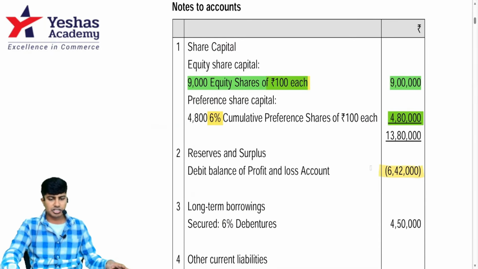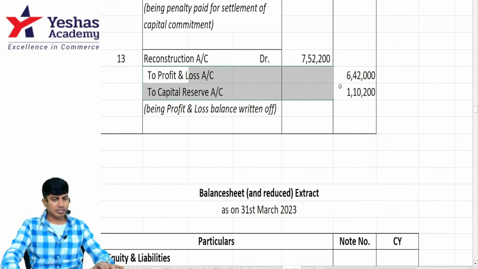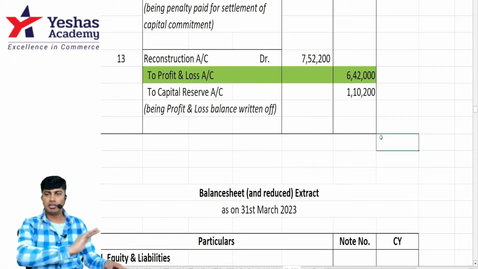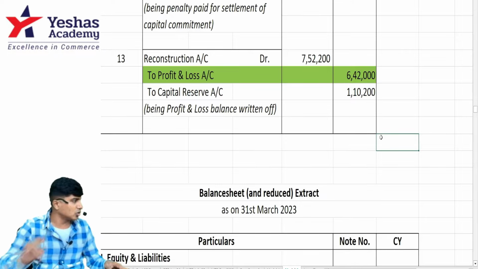Come to next. Reserves and surplus. 6 lakh 42,000 was there. 6 lakh 42,000 was written off here. 6 lakh 42,000 is now gone. In the balance sheet, we will not show P&L account debit balance.